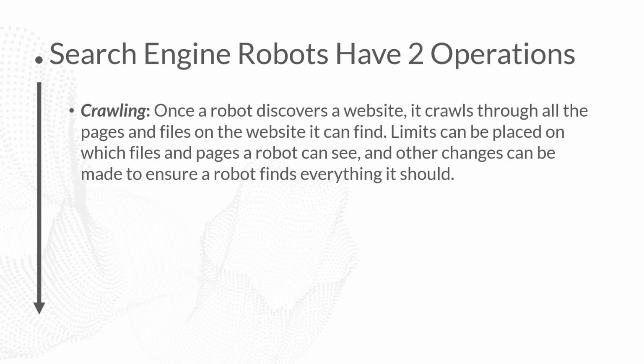So crawling is where a robot goes through and discovers everything that there is to discover on your website. It looks at all the files you have, all the pages, all the images, all the CSS, all the JavaScript, all the PDFs, all the videos, whatever it is that's contained on your website. Crawling is where the search robot figures it out. And when it comes to crawling, you can place limits on the crawling. You can tell Googlebot and other search robots that they're not allowed to look at certain parts of your website, that they're not supposed to crawl certain parts of your website.